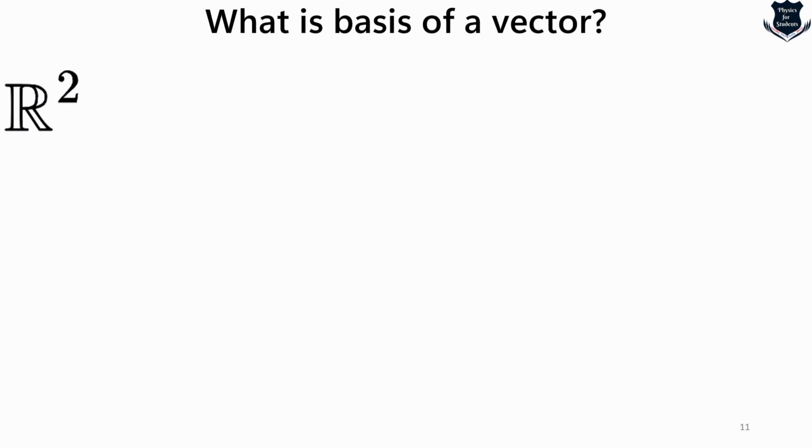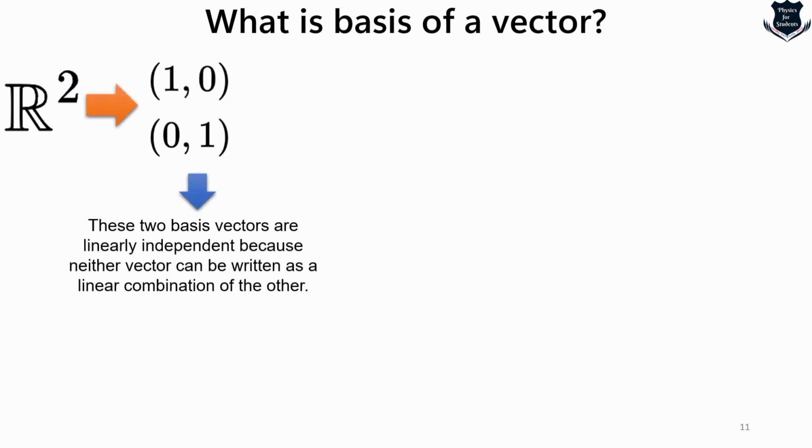So R2 somehow looks like this: (1, 0) and (0, 1). And this is actually, I would say, a pair of linearly independent basis vectors, because no vector can be formed as a linear combination of the other.